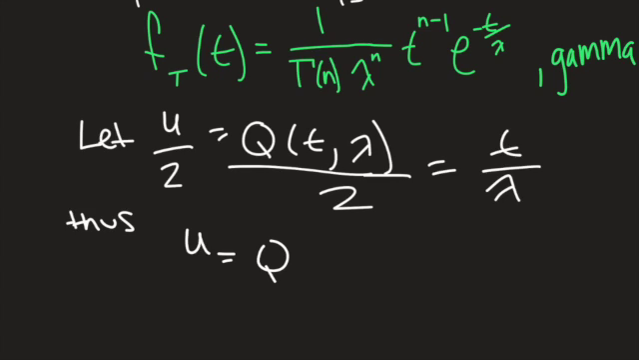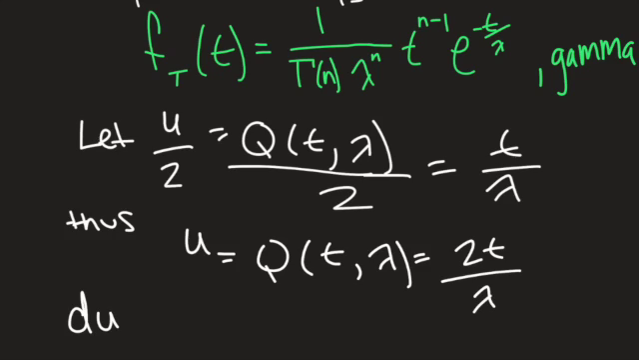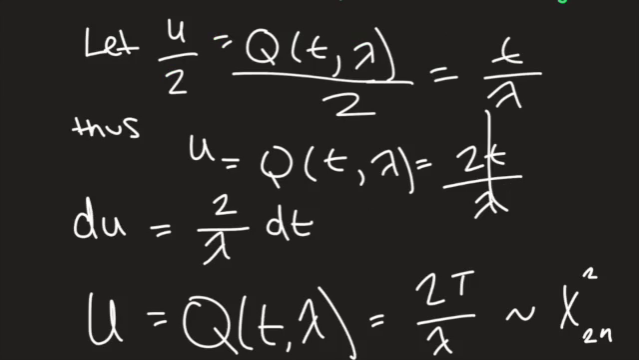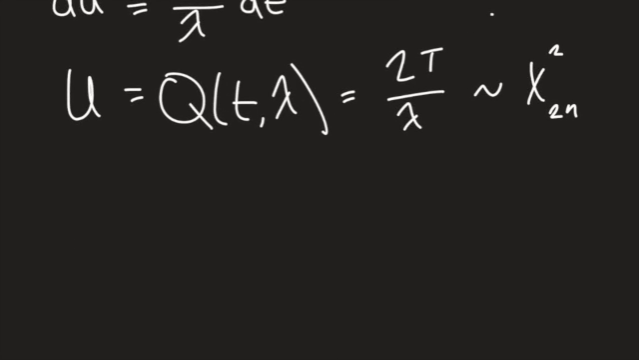Since it's a little complicated looking and there's like q and stuff in here, we're going to go ahead and use kind of a substitution to make it a little bit easier for us. I see that du equals 2t over lambda. I take the derivative of u, and I get 2 over lambda of dt. Thus, from this information, we can find the distribution on our chi-squared of 2n.